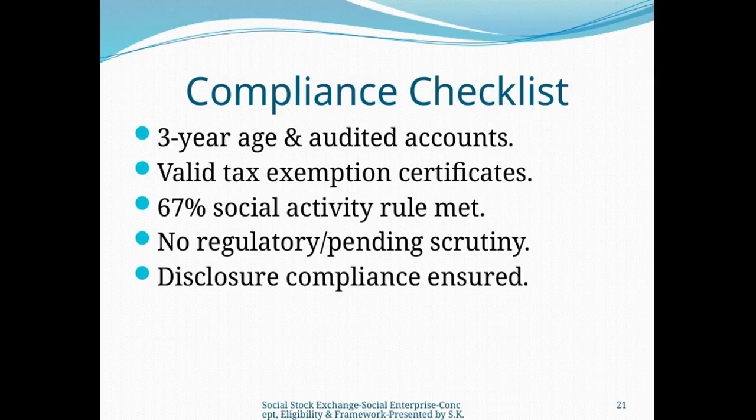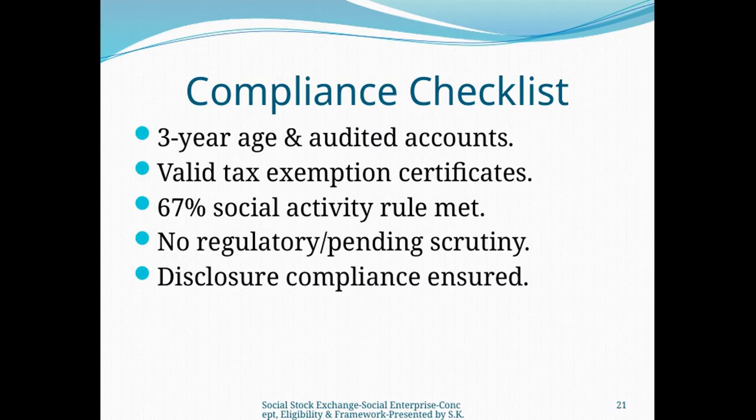First, we need to ensure that our organization has maintained a 3-year track record of age verification and has up-to-date audited accounts. This demonstrates transparency and financial accountability. Next, it's crucial to have valid tax exemption certificates in place, which support our status as a social enterprise and can facilitate potential benefits. We also need to meet the 67% social activity rule, meaning that the majority of our activities should be focused on social impact rather than purely commercial interests.